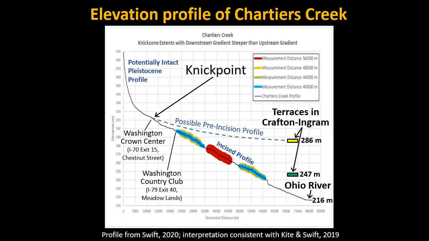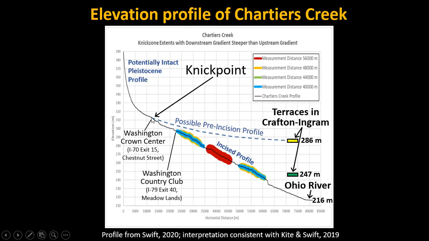When we look at an elevation profile, again from that WVU master's thesis, you can see that way upstream on Chartiers Creek, past Washington, there's a smooth elevation profile, probably the pre-Pleistocene profile, that may relate to that upper terrace in Crafton-Ingram. Currently, the Ohio River is at a much lower elevation. It's cut down by a couple hundred feet or so. And Chartiers Creek has been adapting to that.